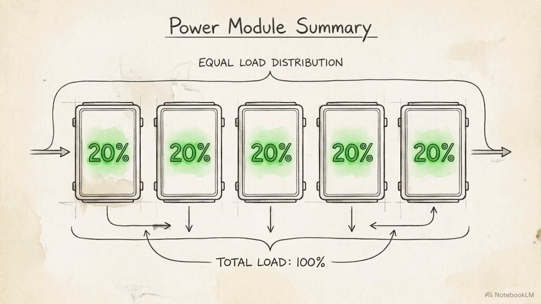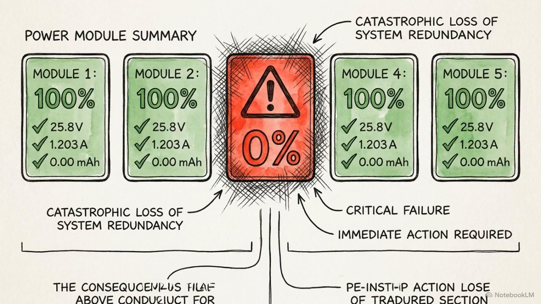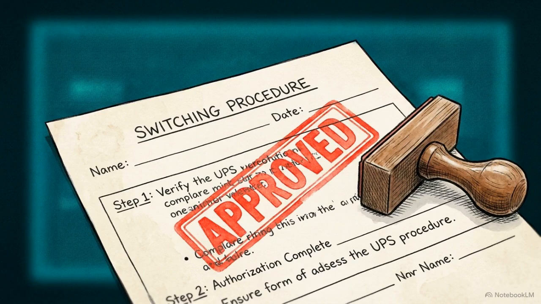On the power module summary screen, check for balanced current sharing across all active modules. A single unbalanced or faulted module compromises the entire system's redundancy. These telemetry screens provide the electrical evidence required to justify a load transfer, test, or isolation procedure.